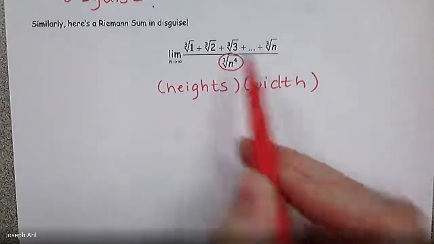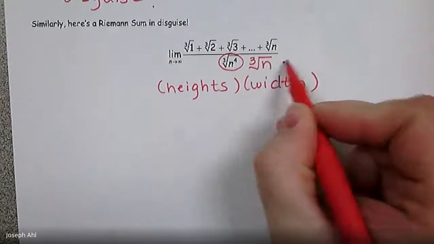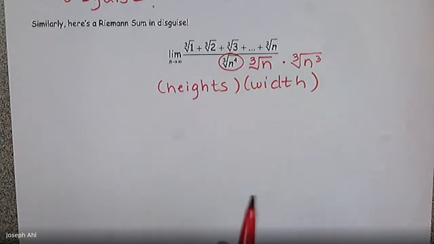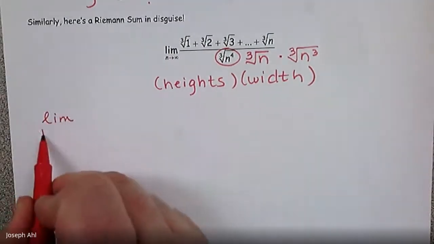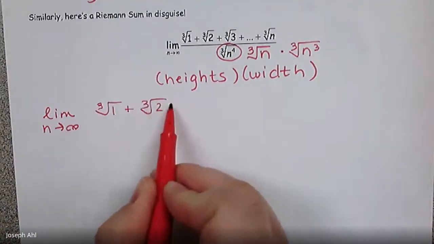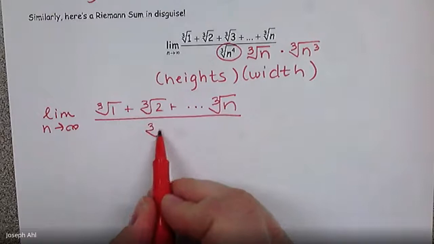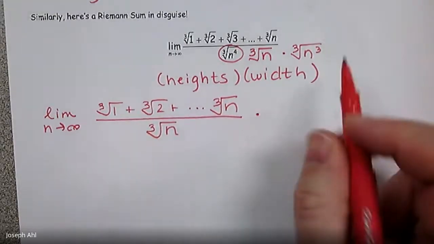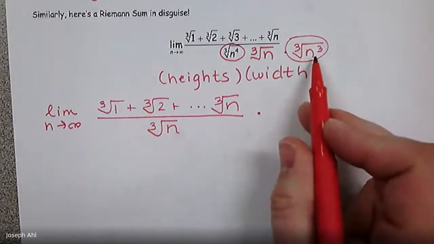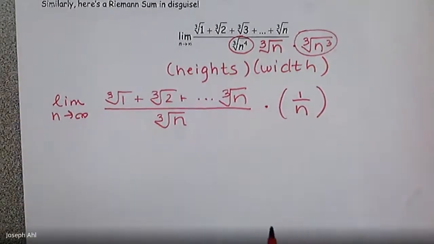I'm going to break this denominator apart into the cube root of n times the cube root of n cubed. And you're going to see why we're going to do that in a sec, but let's rewrite this as the limit as n goes to infinity of cube root 1 plus cube root 2 plus dot dot dot cube root n all over cube root n times, over here, I'm going to separate this cube root of n cubed, because what is the cube root of n cubed? Isn't that just n? So since it's in the denominator, I'm going to multiply this whole thing by 1 over n.